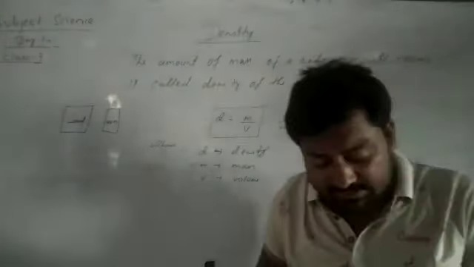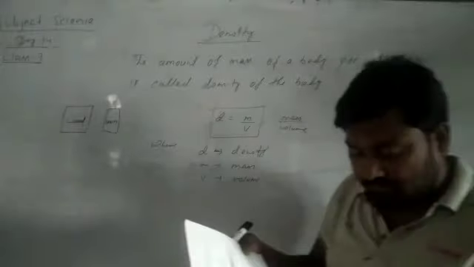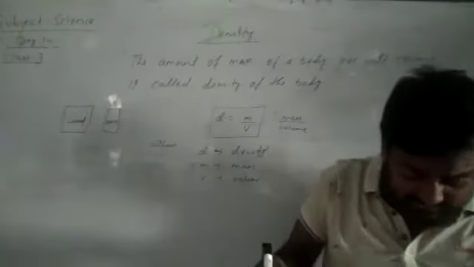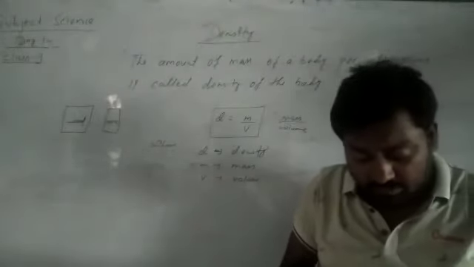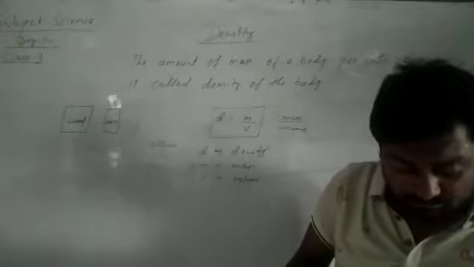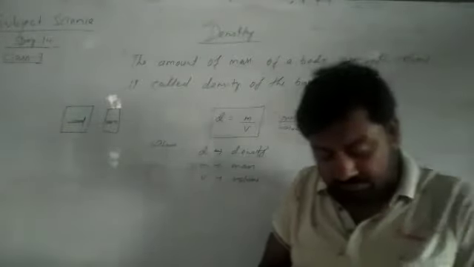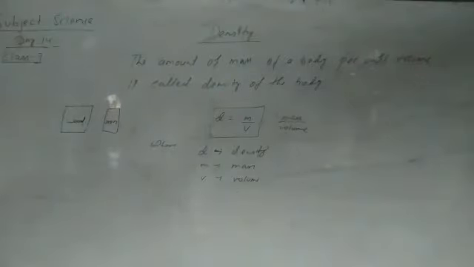In your book, different densities are given for different materials and substances. You can read them well, and we can solve numericals too. Any confusion, dear student?